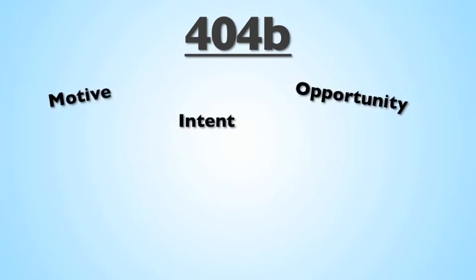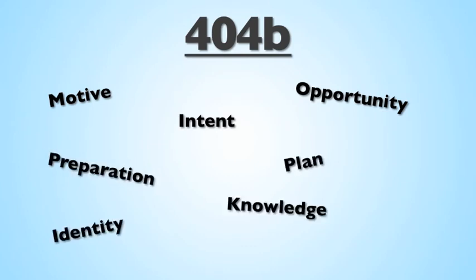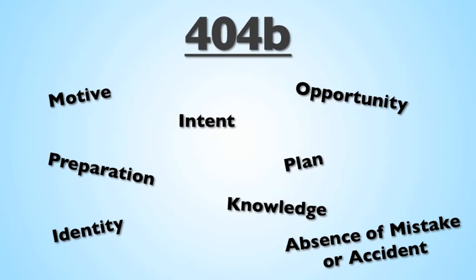Second, this again is a rule of limited exclusion. You may use the other act evidence for some other purpose, a purpose other than proving character propensity. And Rule 404B contains an illustrative list of potentially valid purposes: proof of motive, opportunity, intent, preparation, plan, knowledge, identity, or absence of mistake or accident.